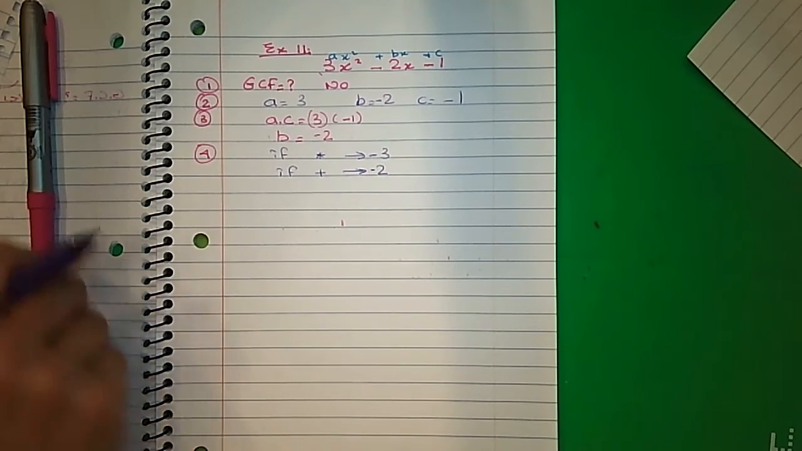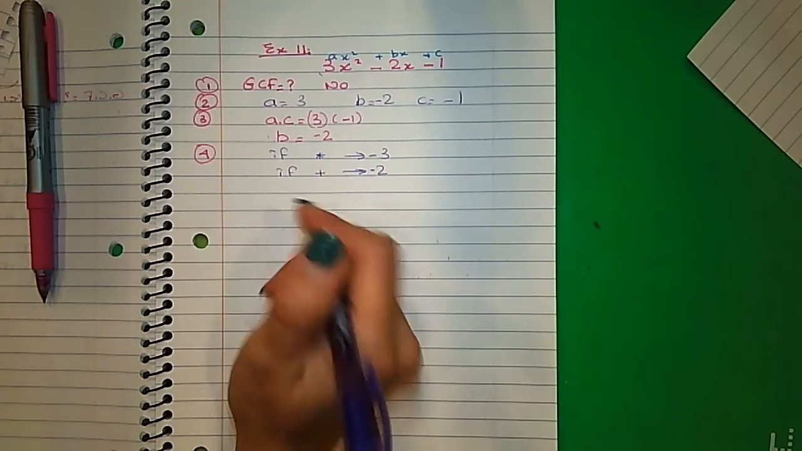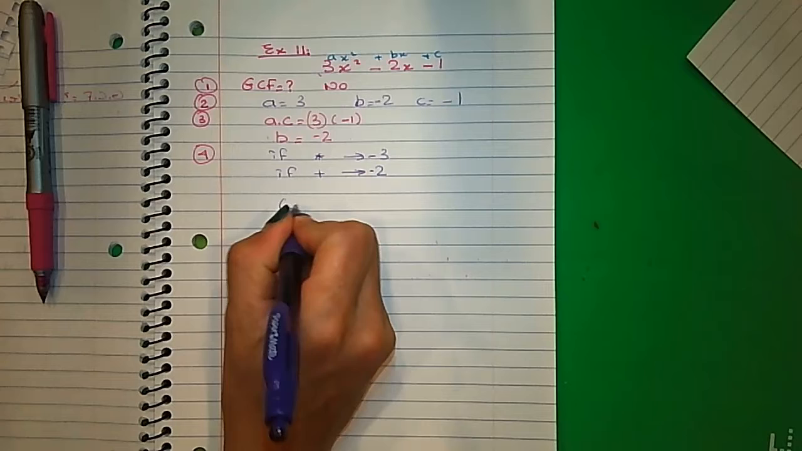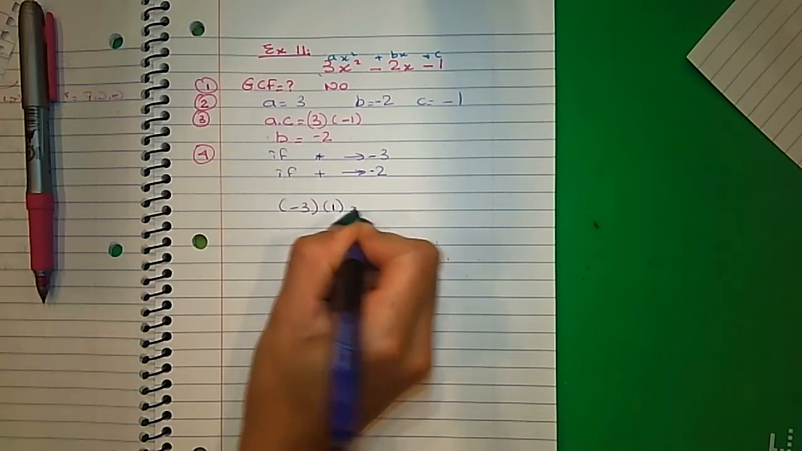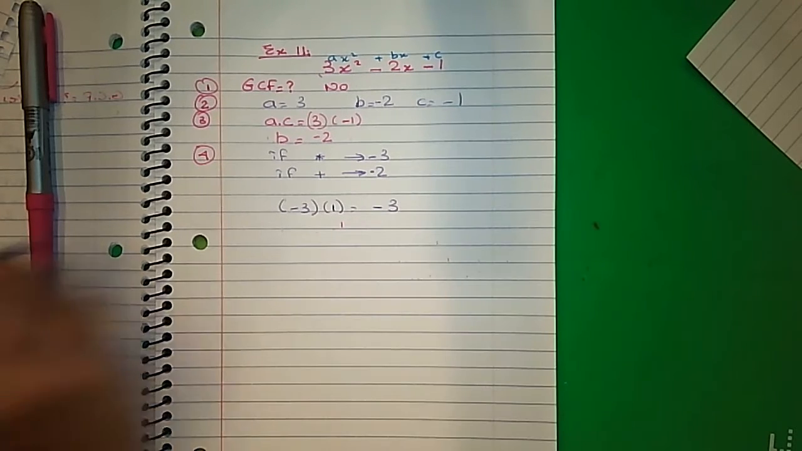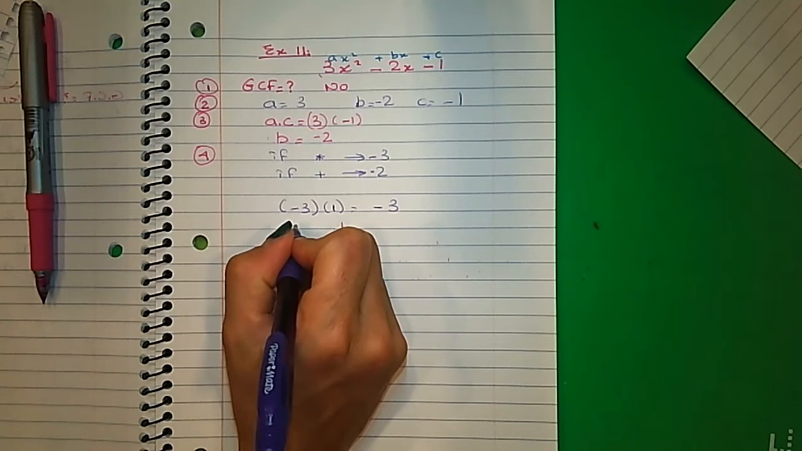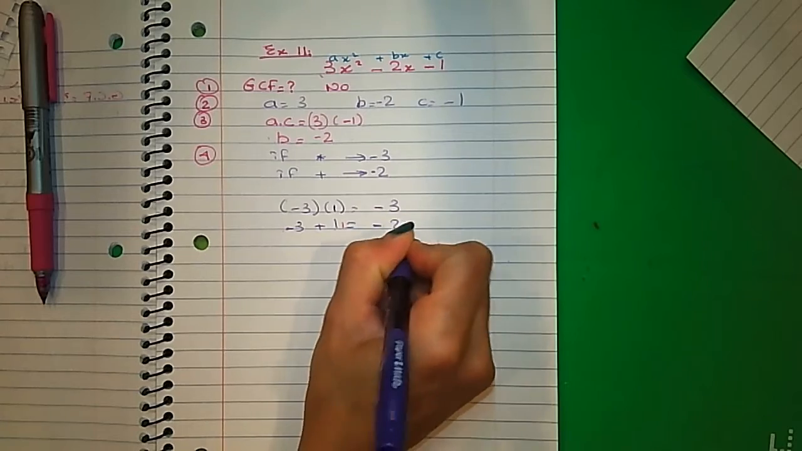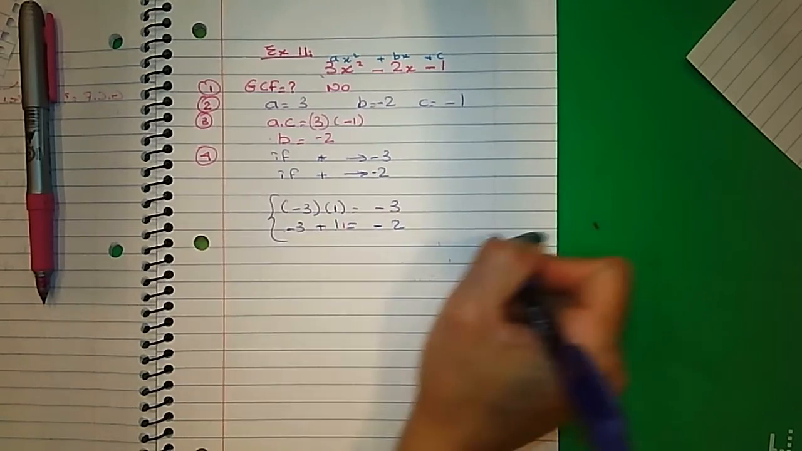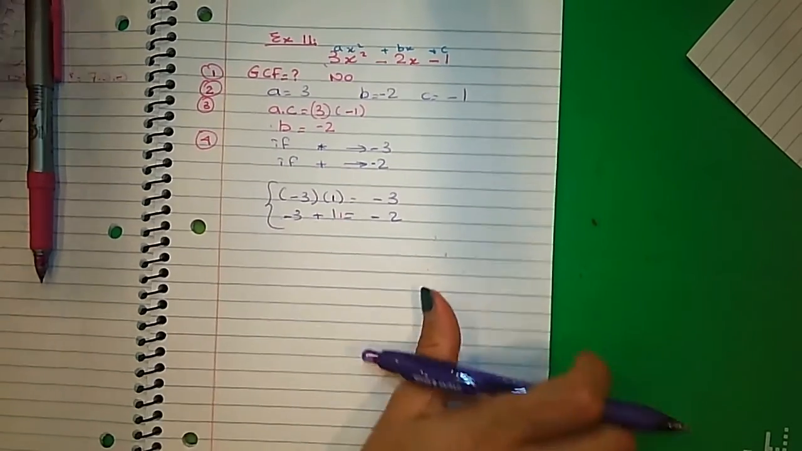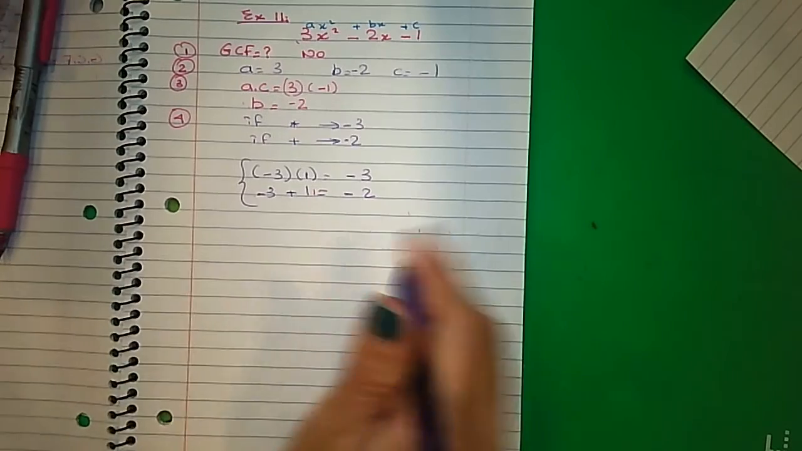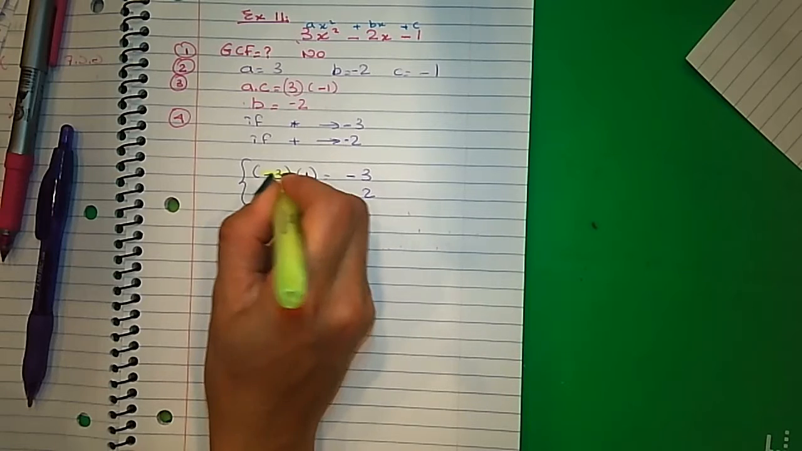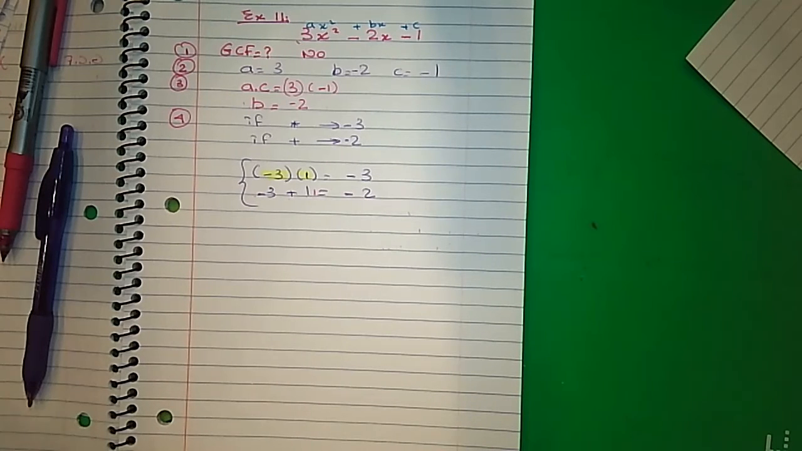Alright, so let's brainstorm the numbers. The numbers could be negative 3 and 1. If I multiply them, I will get negative 3, and negative 3 plus 1 will give me negative 2. Good try, and you got it right the first time. So these are my factors. I'm going to highlight them: negative 3 and 1 are my factors.